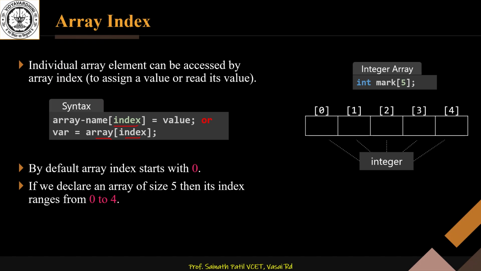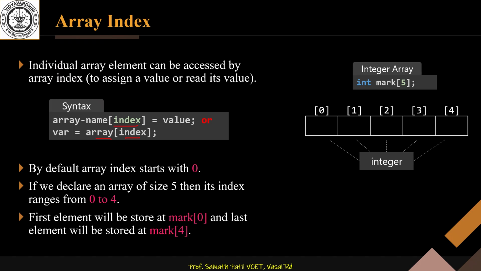For example, as we declare mark of 5 semicolon, that is the declaration of the array. That means we have to store 5 array elements of name mark, and they will be stored from 0, 1, 2, 3. The first element will be stored at mark of 0, and the last element will be stored at location mark of 4. So array index is an important term that is used for assigning or reading a value from an array element.